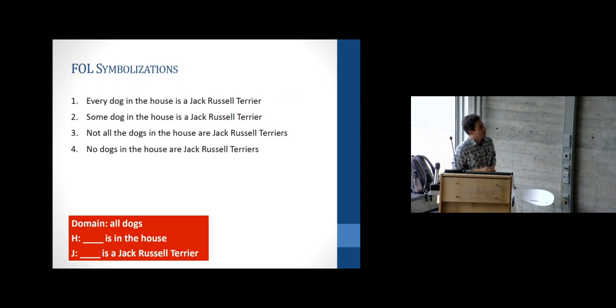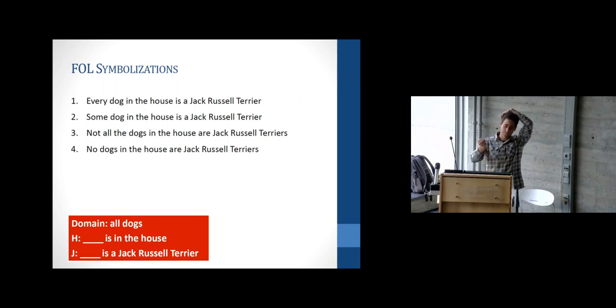Okay. Every dog in the house is a Jack Russell Terrier. Some dog in the house is a Jack Russell Terrier. Not all dogs in the house are Jack Russell Terriers. No dog in the house is a Jack Russell Terrier. What is new in these sentences? We have quantifiers. We don't have names here, but we also have another thing in 3 and 4.